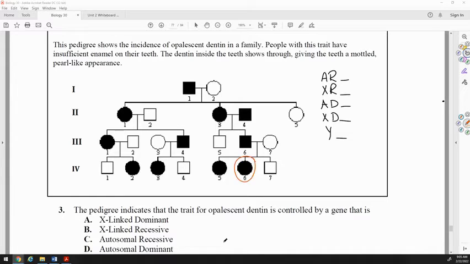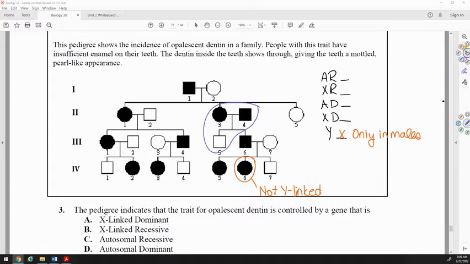First of all, it's not Y-linked because females have the trait. Y-linked traits are only in males, therefore, this one is not Y-linked. So we're going to cross out the possibility that it is Y-linked and give the reason that Y-linked traits are only in males.